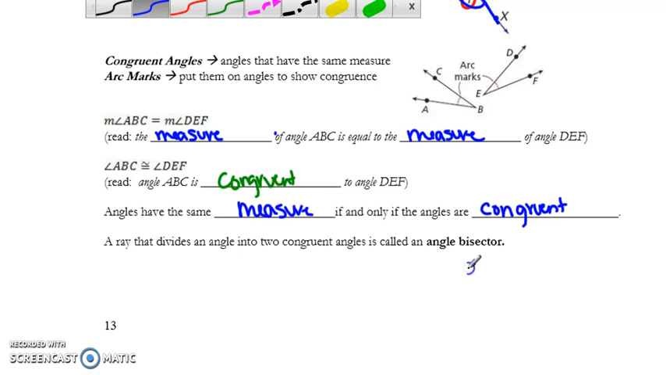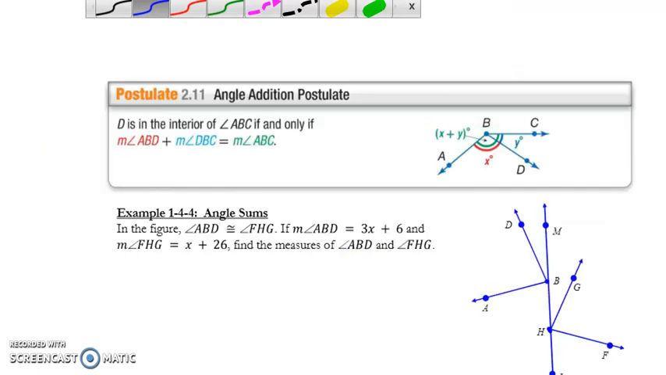Okay. A ray that divides an angle into 2 congruent angles is called an angle bisector. So it's bisecting that angle into 2 congruent angles, basically cutting it in half. Okay, so a bisector is turning it into 2 equal angles. So we're going to take a look at some examples of that.